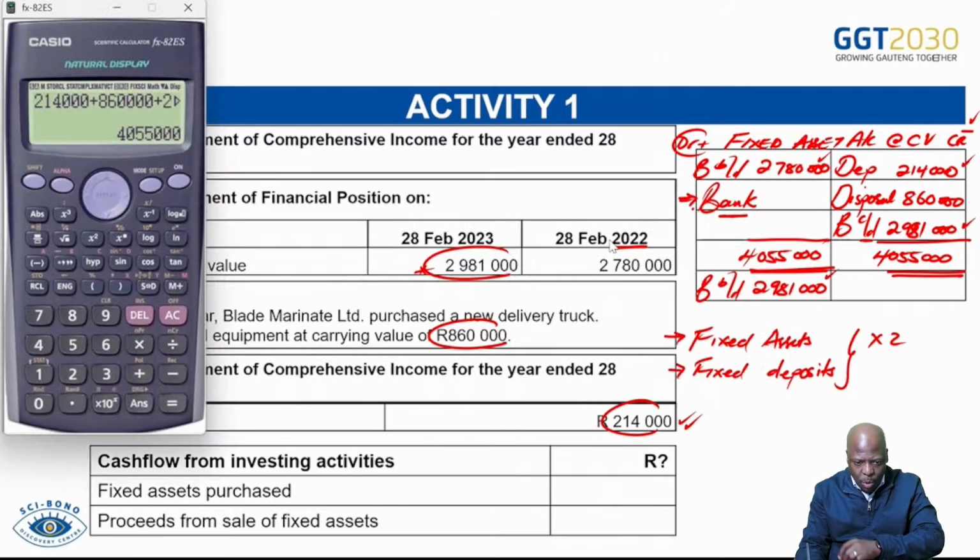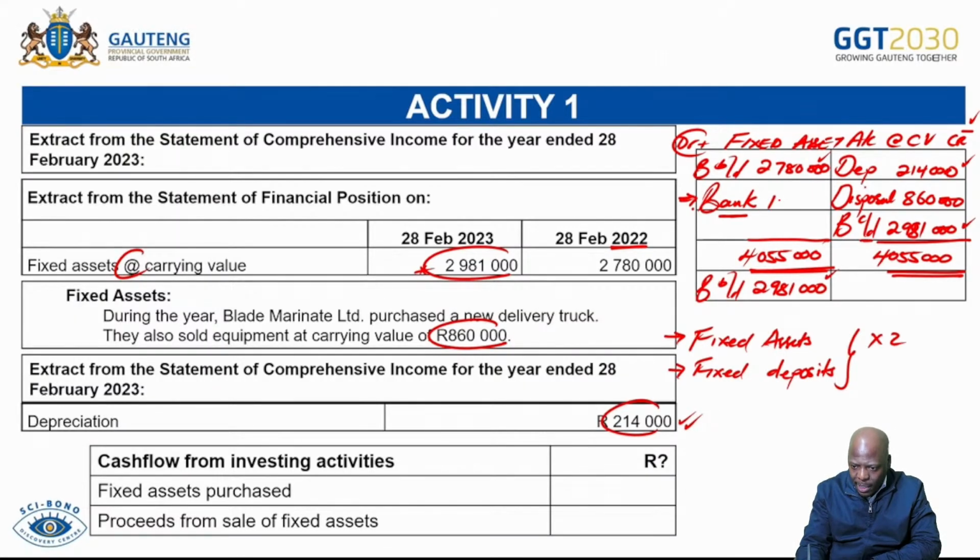That is the assets that we have acquired. 4,055,000 minus the 2,780,000. That will give me 1,275,000. So I come here, I get my 1,275,000. That is the fixed assets that we have purchased. So I'm going to come here and say, my fixed assets purchased are 1,275,000. All right. How do I get to that figure?